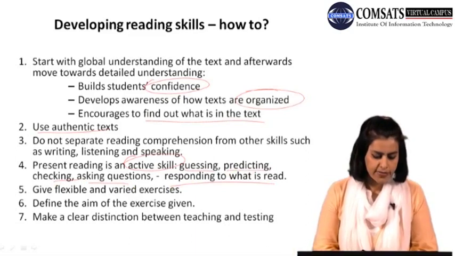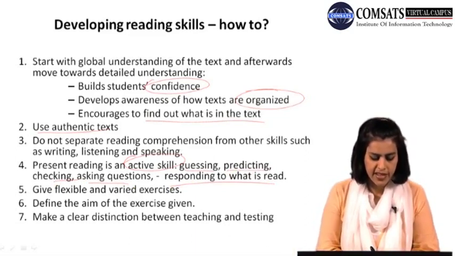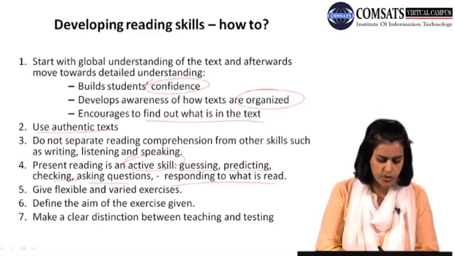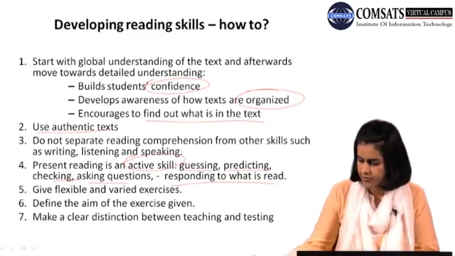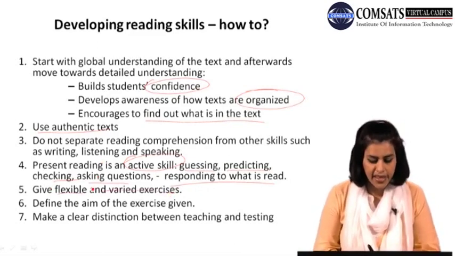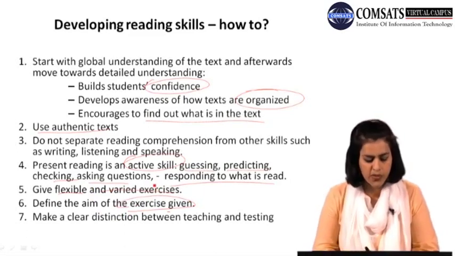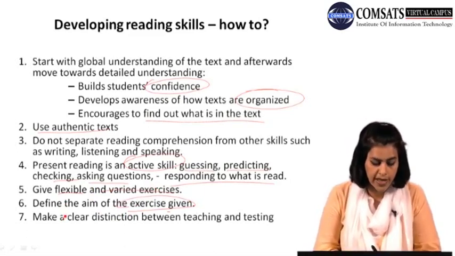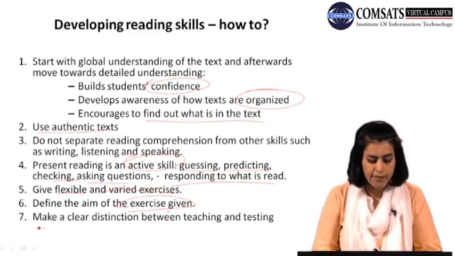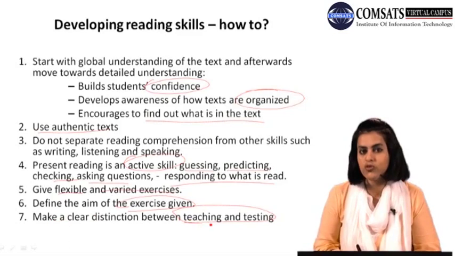Now, moving on to point number 5, that is, give flexible and varied exercises. For example, you are going to give your students and help yourself see different flexible and varied exercises. Then define the aim of the exercise given. You are supposed to look into the instructions being provided clearly. I would make sure that I give you instructions clearly. Make a clear distinction between teaching and testing. So this is what I'm supposed to do for you.